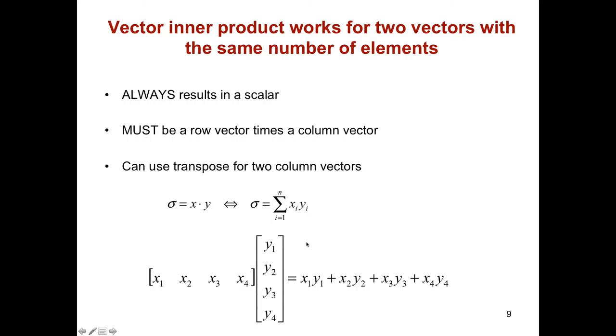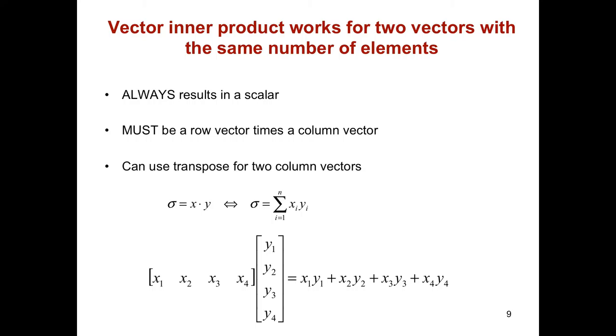So this is formally basically this operation. I start with x1 y1, plus x2 y2, plus x3 y3, and I keep going until I have n elements, which is here denoted as n in general, and in this particular case, I have four of them.